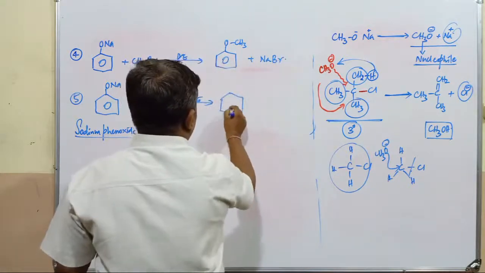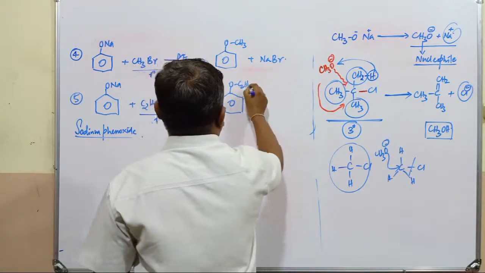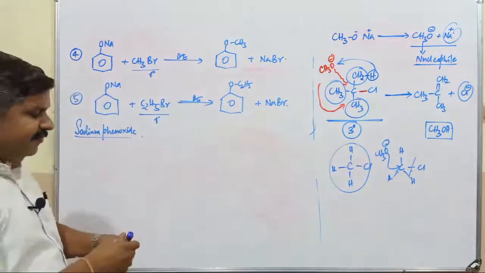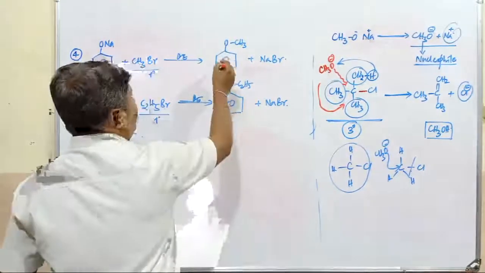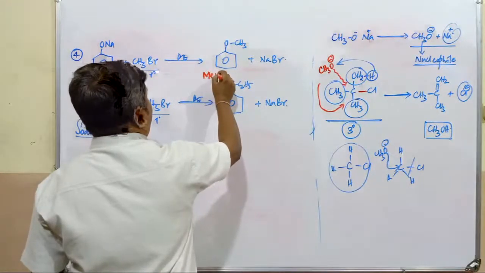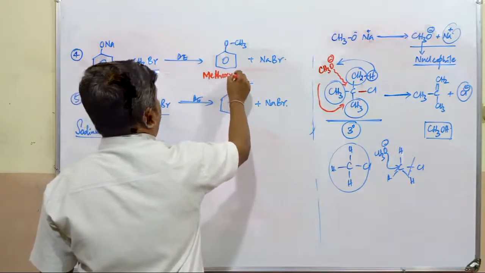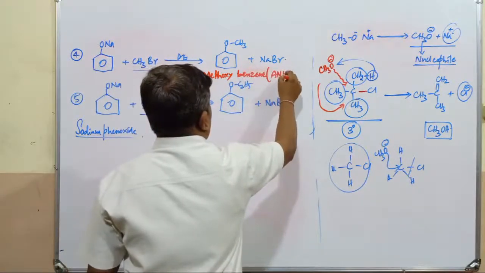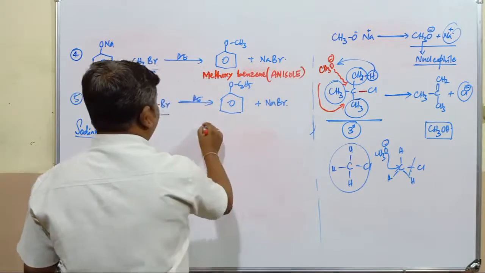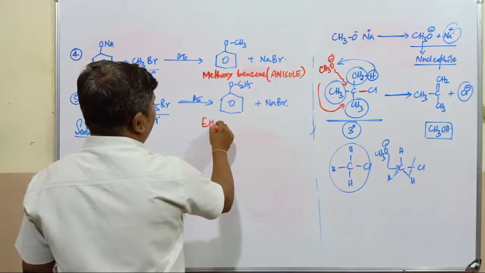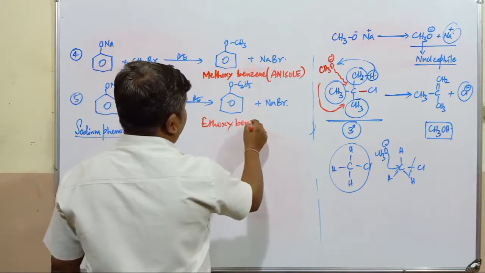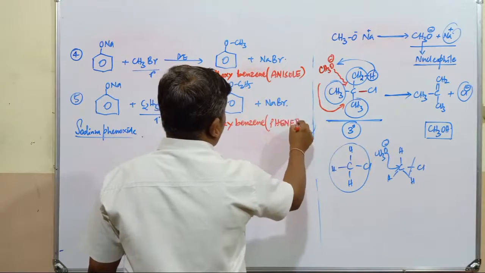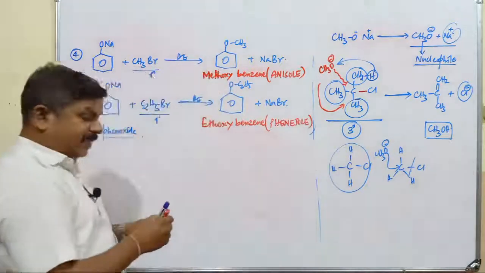The next compound is OC2H5 plus NaBr. What is the name of these two compounds? It is called methoxybenzene, an aromatic ether. Commonly it is called what? Anisole. What is this one? Ethoxybenzene. Commonly this compound is known as phenetole, right?